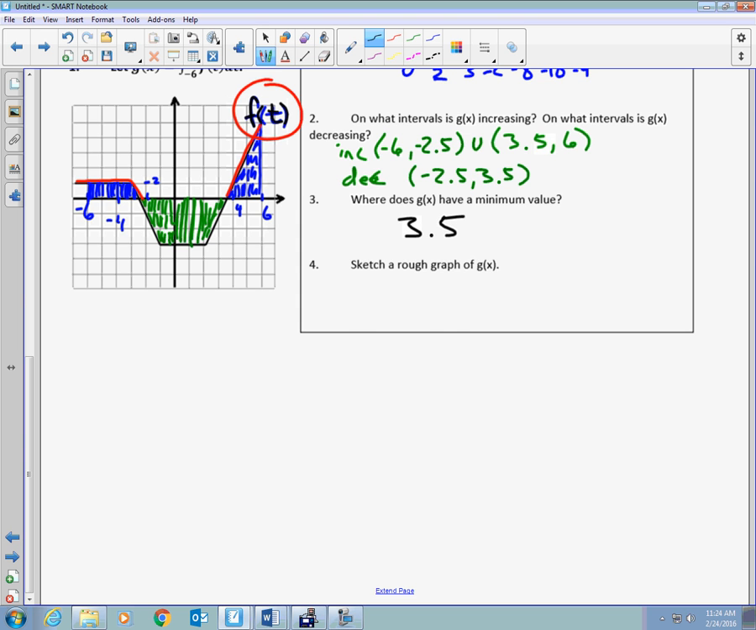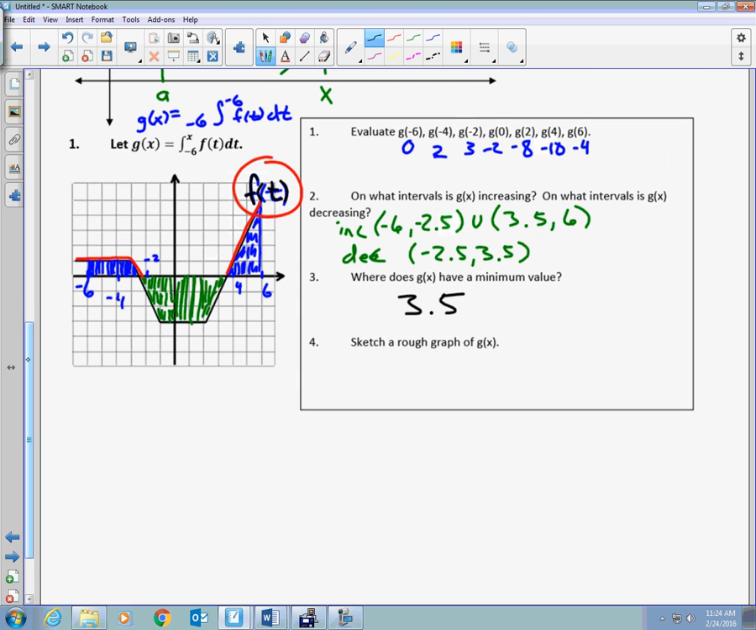And then it says to sketch a rough graph of g of x. So I'm going to do that with a black pen. And g of x has these values, so I'm going to use them to sketch a rough graph. At negative 6, I have a value of 0. At negative 4, I have a value of 2. At negative 2, I have a value of 3.